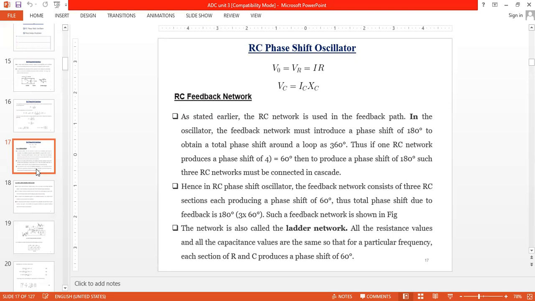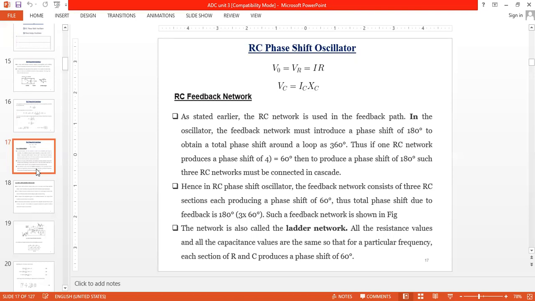As stated earlier, the RC network is used in the feedback path of the oscillator. The feedback network must introduce a phase shift of 180 degrees to obtain a total phase shift around the loop of 360 degrees. Thus, if one RC network produces 60 degrees, then to produce a phase shift of 180 degrees, three RC networks must be connected in cascade. Hence, in the RC phase shift oscillator, the feedback network consists of three RC sections, each producing a phase shift of 60 degrees. Thus the total phase shift due to the feedback will be 180 degrees.